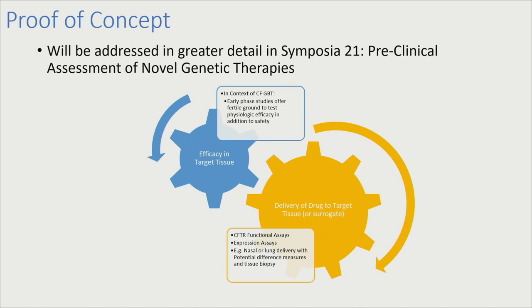I would encourage you guys to attend that, and this will be discussed in some detail in one of those symposia talks. But the concept here, of course, is that efficacy in target tissue interacts with the delivery of the target to the right cells in the right therapeutic area. And so we think that interactions of CFTR functional assays in the context of these early phase clinical trials may be a fertile area for designing these types of proof of concept trials as we go along.